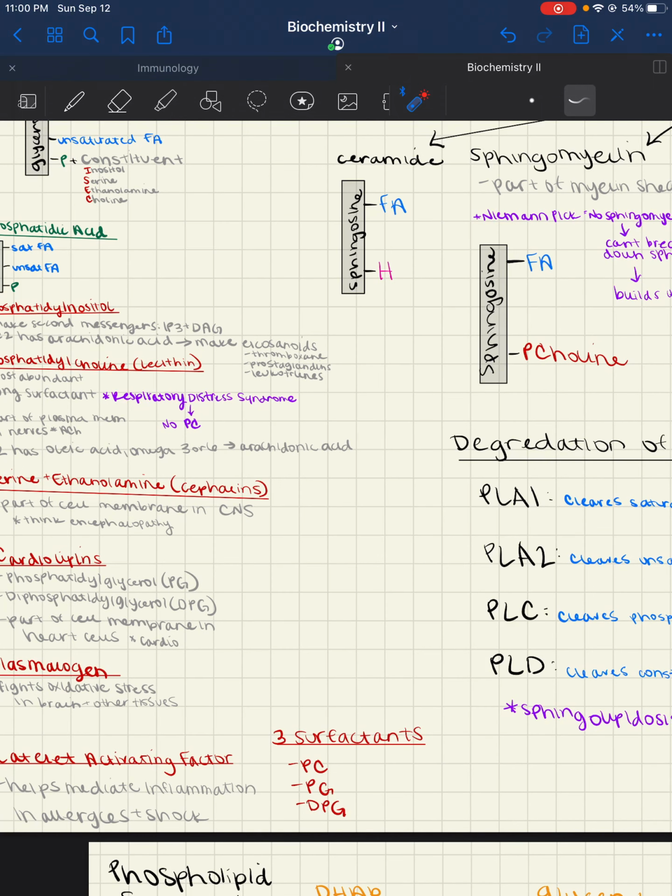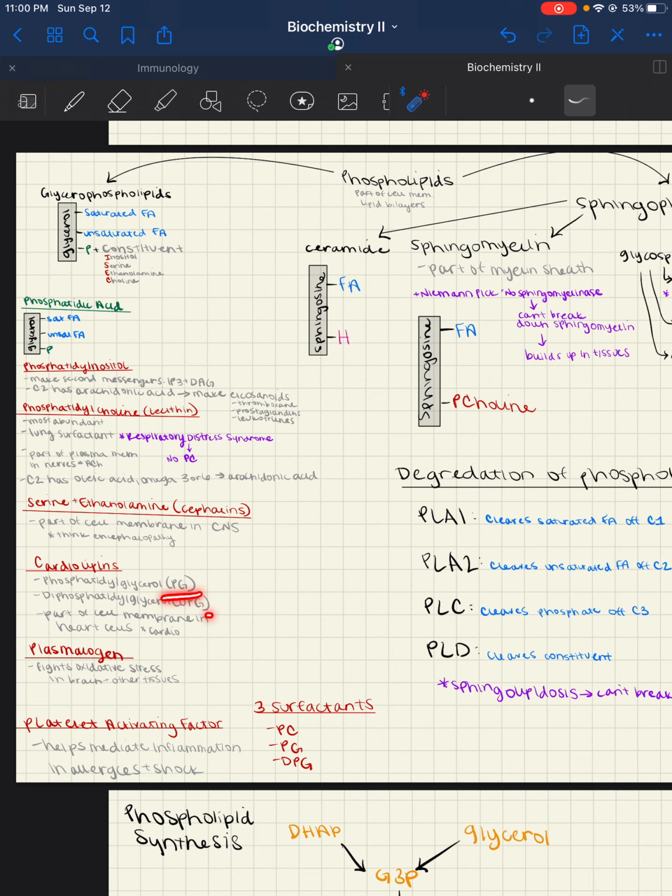There's 3 lung surfactants, phosphatidylcholine, and then the cardiolipins, PG and DPG. So the lecithin and cardiolipins are the surfactants.